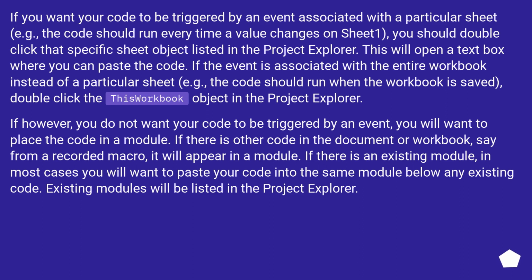If, however, you do not want your code to be triggered by an event, you will want to place the code in a module. If there is other code in the document or workbook, say from a recorded macro, it will appear in a module. If there is an existing module, in most cases you will want to paste your code into the same module below any existing code. Existing modules will be listed in the Project Explorer.